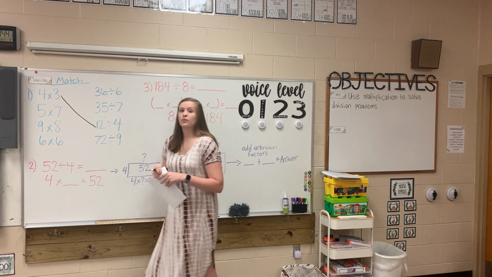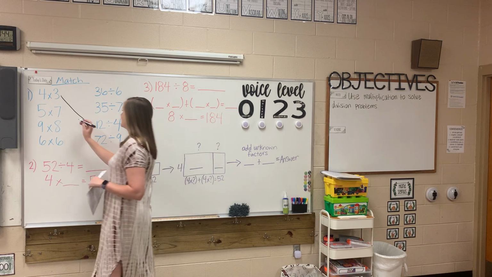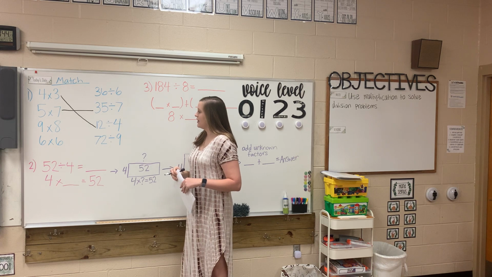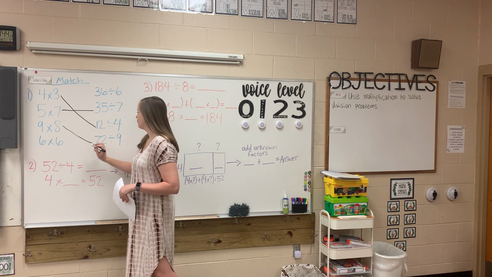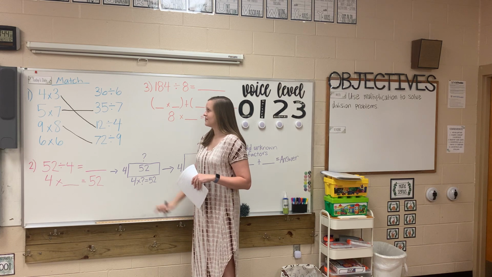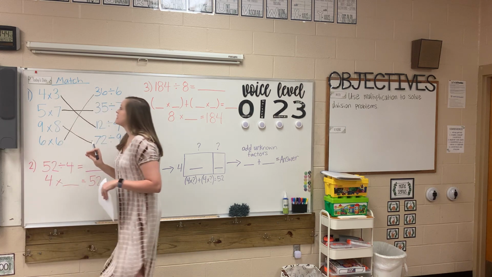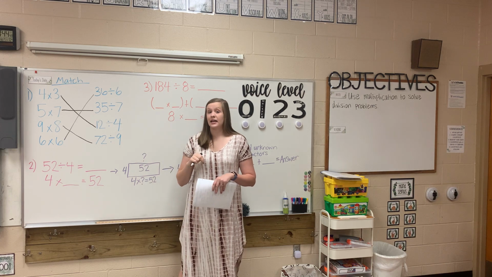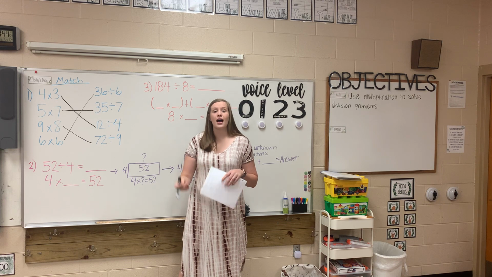5 times 7, which division problem would we match that with? 35 divided by 7. 9 times 8, which one would we match that with? Good job guys, 72 divided by 9. And 6 times 6, which one would we match that with? 36 divided by 6, awesome job. So always remember that multiplication and division are related because they are inverse operations, and inverse operations just mean opposite, okay?